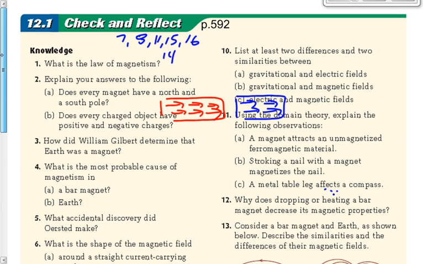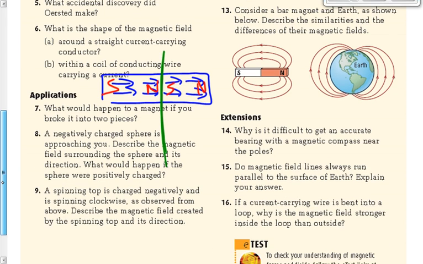Next question was number 14. Here's a good question. Why is it difficult to get an accurate bearing with a magnetic compass near the poles? Yeah, field lines are either going into the Earth or out of the Earth, right? Here's the magnetic North Pole. Here's the magnetic South Pole. And the field lines are pointing downwards or upwards at that point. And a normal compass can't point up or down. It's got to point horizontal, parallel to the Earth.